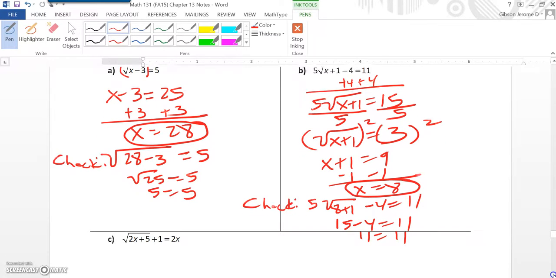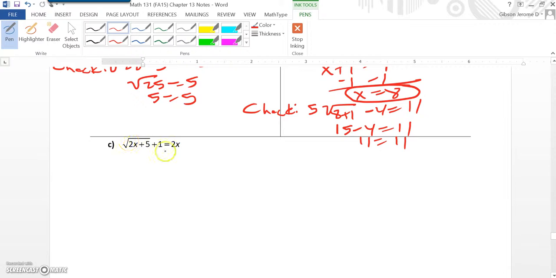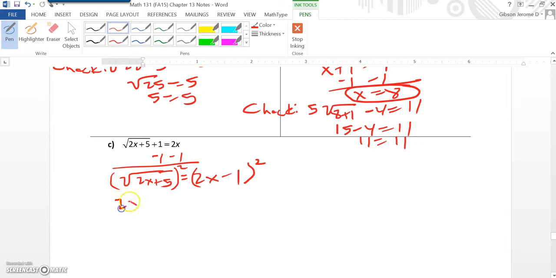Now, we come down here to C. Now we do this the same way as we did the other problems. We will subtract 1 on both sides. We have the square root of 2x plus 5 is equal to 2x minus 1. Now we take the square of both sides. So this will leave us 2x plus 5 equals.